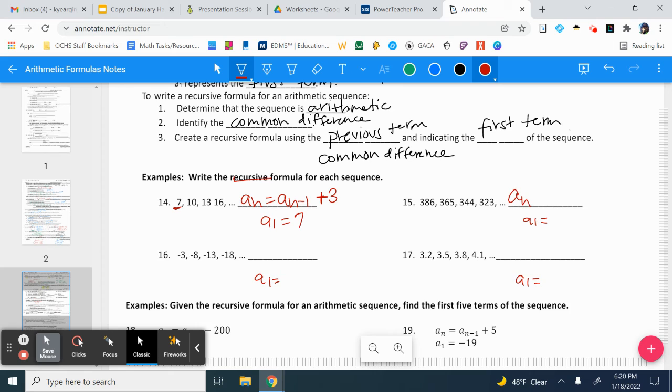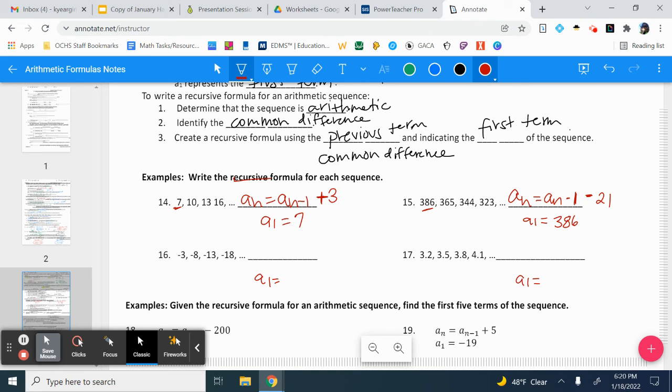So the part that never changes, a sub n equals a sub n minus 1. If you had a hard time determining that we subtracted 21, then you would just put this in your calculator, 365 minus 386. And that's where you would get the minus 21. And then I just go through and identify the first term, which was 386.